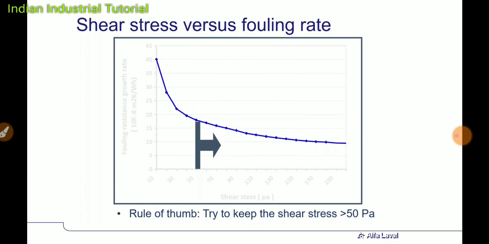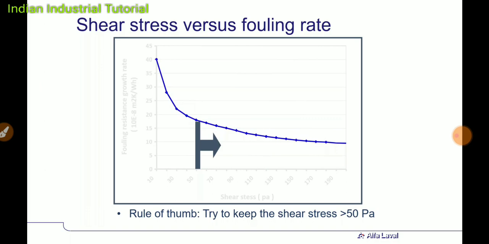This is the shear stress versus fouling rate. If your shear stress is low, then the fouling rate will be very high. But we cannot just keep a very high shear stress value either, because it will create a pressure drop, and we cannot afford pressure drop across the heat exchanger.